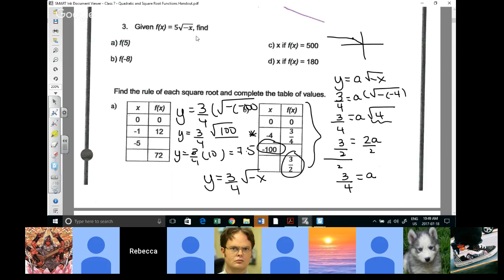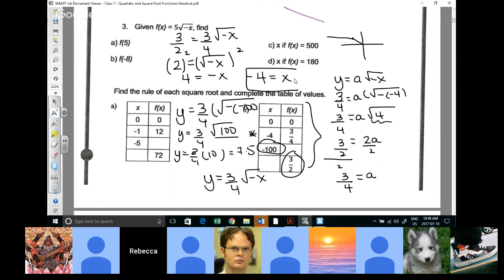And then backwards, the mistake I was noticing backwards: if you do 3/2 divided by 3/4, you get 2. When you get to this step, you have to square it, not square root it. So you get 4 equals -x, and don't forget about this negative, and it switches over to give you -4 equals x. So do not make that mistake.